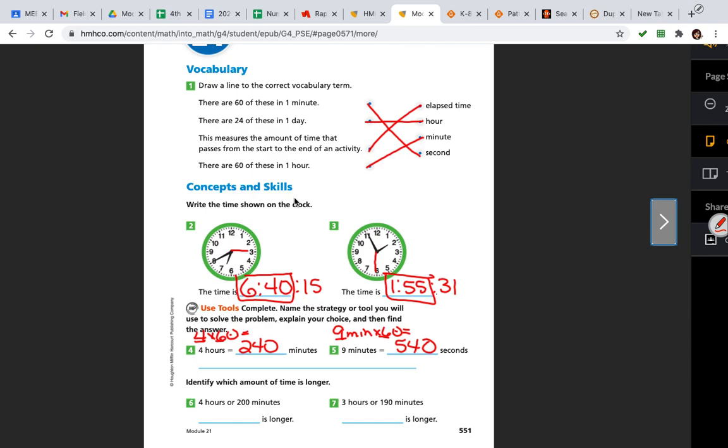Number 6 and 7, you're comparing 4 hours to 200 minutes. Well, we know right here from number 4 that 4 hours is the same as 240 minutes. So we can say that 4 hours is longer. Number 7, 3 hours to 190 minutes. Well, let's convert 3 hours times 60 minutes. 3 times 6 is 18 plus 0, so 180. So that's 3 hours is 180 minutes, but we know that 190 minutes is longer. Okay? On the next page, we've got some problems to work out.